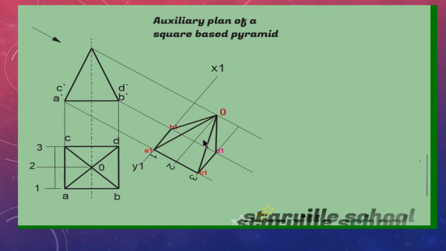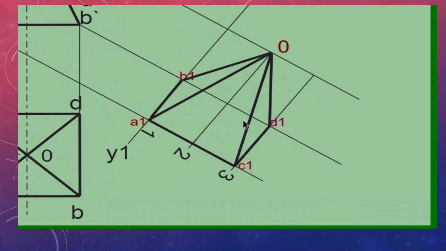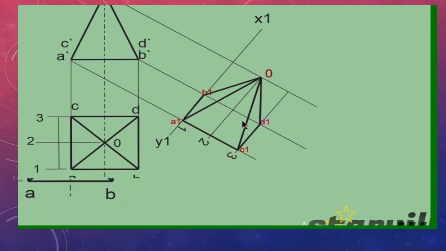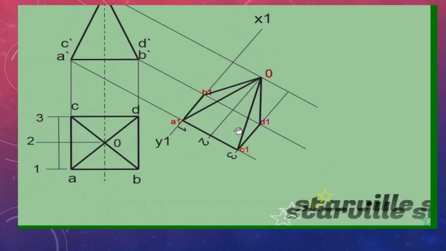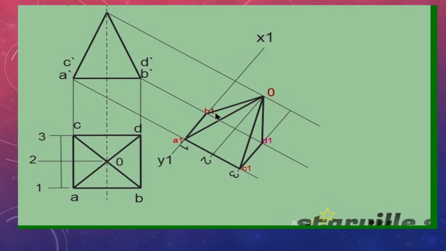Okay, so we have our auxiliary plan of a square-based pyramid. Of course, that's what it actually looks like, and that of course is your answer. Of course, I'll need you to go over it, get the steps correctly, and you'll see that you actually have your drawing quite there and quite simple.